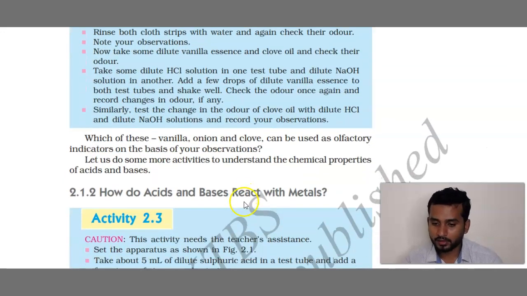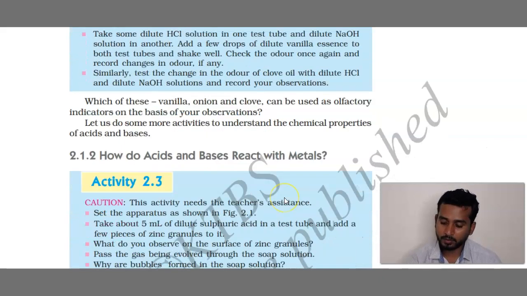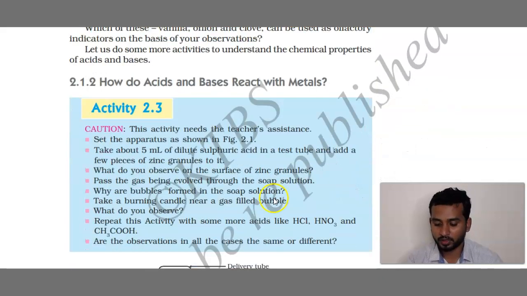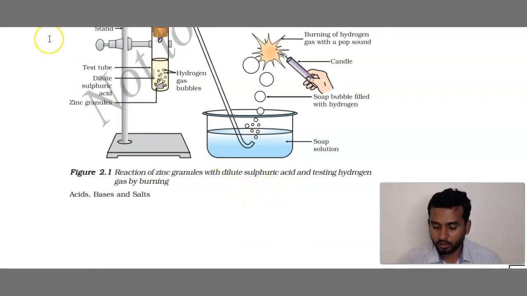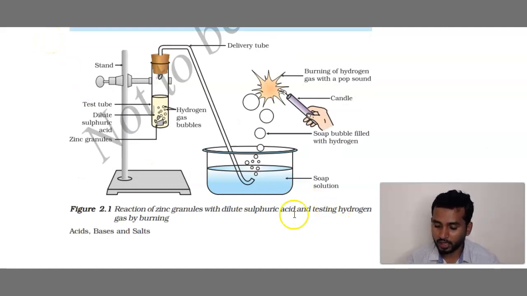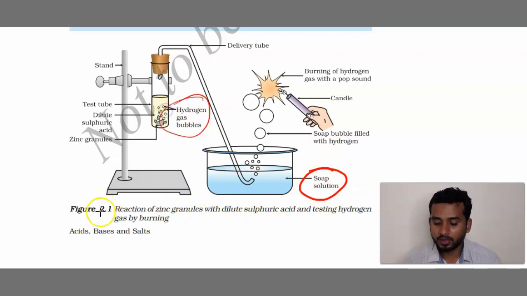How do acids and bases react with metals? This topic is very important. In this we have got a diagram, that is, reaction of zinc granules with dilute sulfuric acid and testing hydrogen gas by burning. So this diagram is a very important diagram, children. In case they don't give this diagram, then what type of question can be asked? You should know this. Simple, they will give you the diagram, and maybe this part they will hide, maybe this part they will hide.